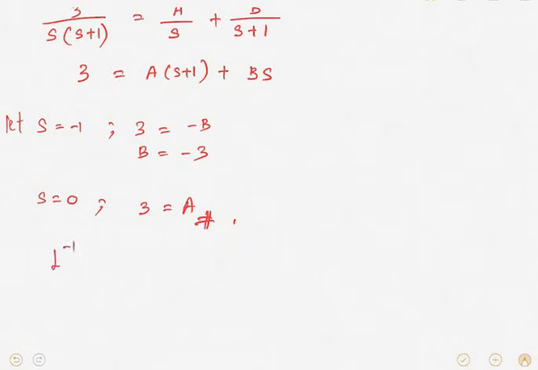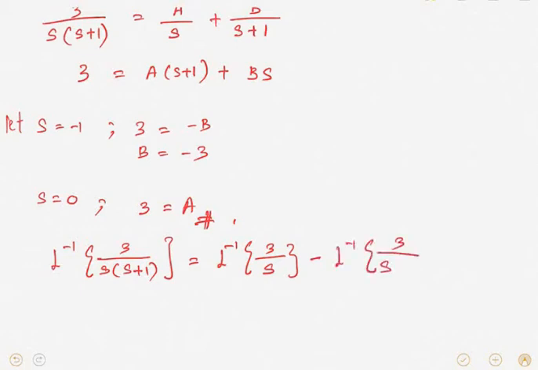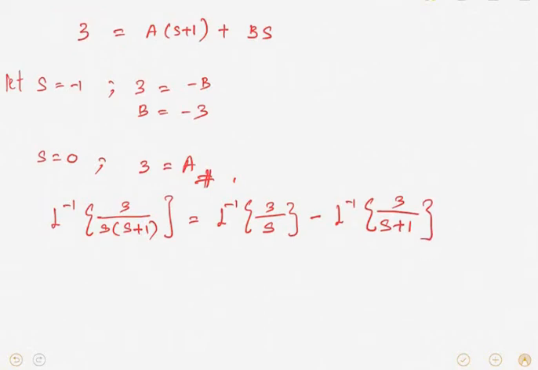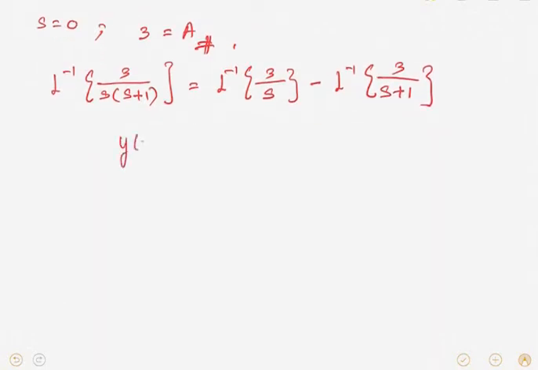So taking the inverse Laplace transform, you will obtain the inverse Laplace transform of A over s, which is 3 over s. B is -3, so you have minus 3 over s plus 1. And therefore your y(t) will be 3 minus 3e to the power of negative t.